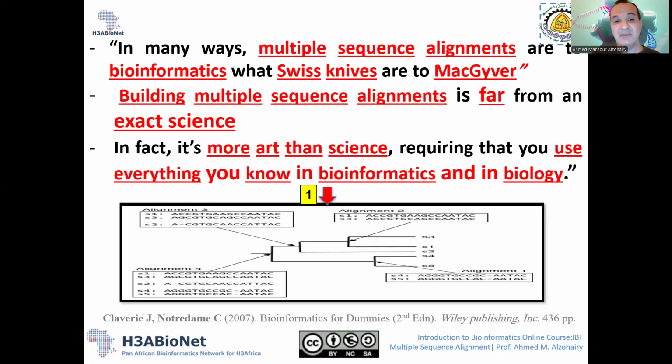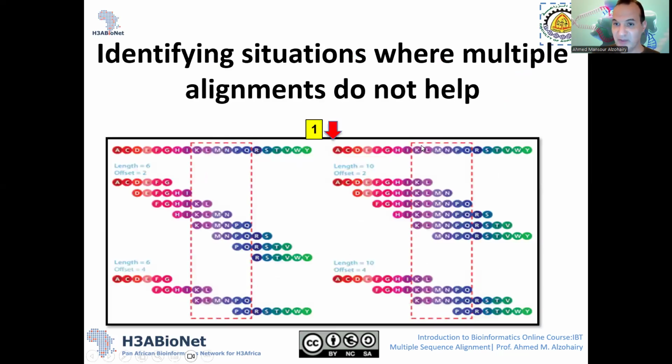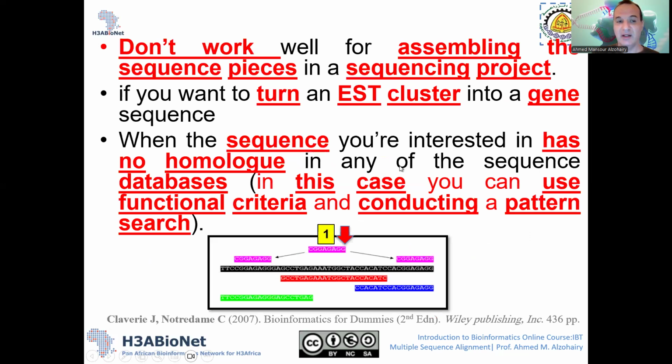Okay, building multiple sequence alignment, as we say, is always far from an exact science. It's more art than science, because it requires the use of everything you know in bioinformatics and also in biology. So it needs very good knowledge of biology and bioinformatics.